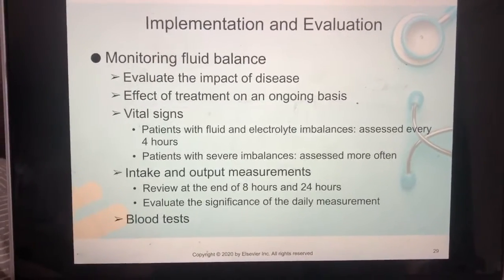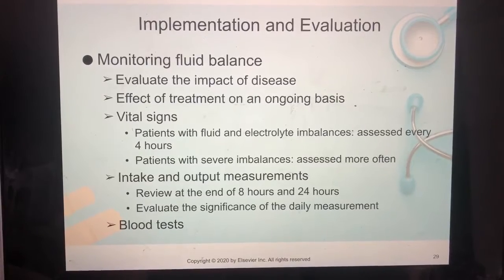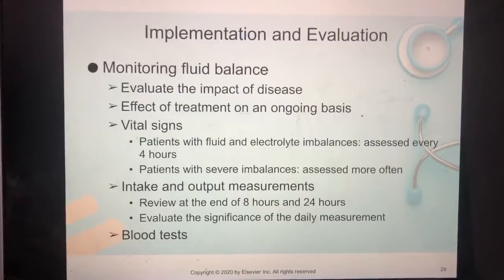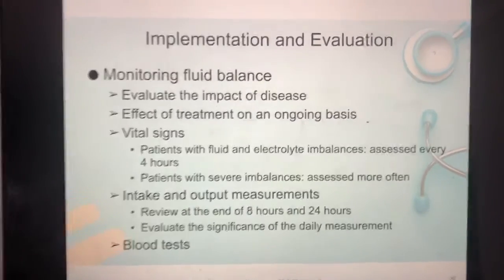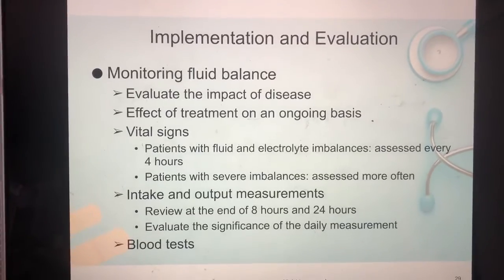We were assessing those every 4 hours. Patients with severe imbalances are often assessed more. If they're high risk, we're of course going to be checking them more often. On my unit, we do every 4 hours because it's progressive care, but in an ICU you might be doing more like every 1 hour, or in a med-surg, maybe even just once a shift.